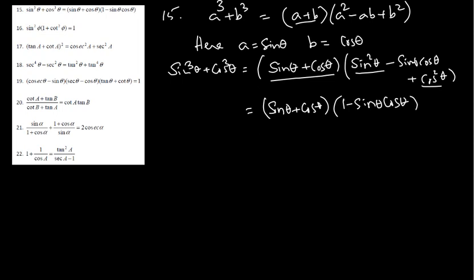This and this together are 1, right? Why one? Sine square theta plus cos square theta is 1. We can take it out. You can organize them, right? So that's 15.